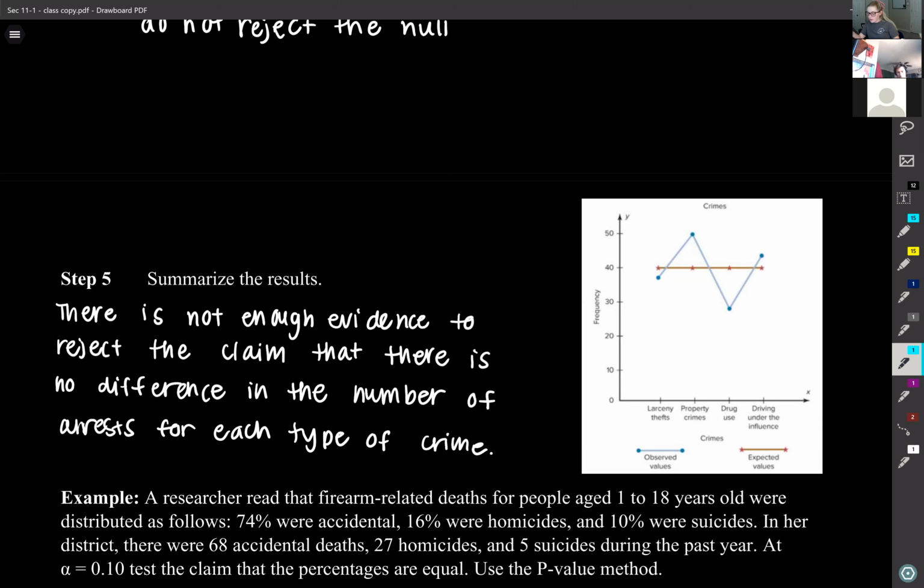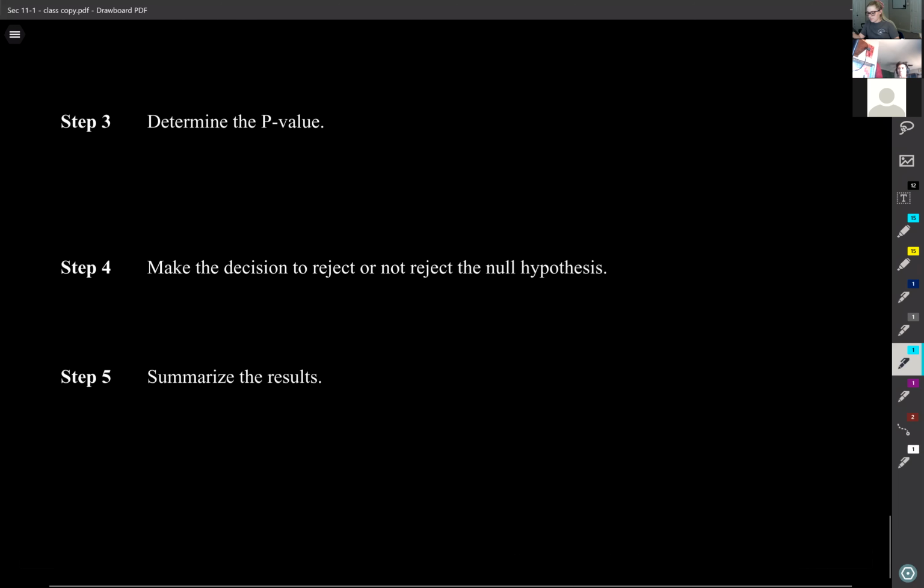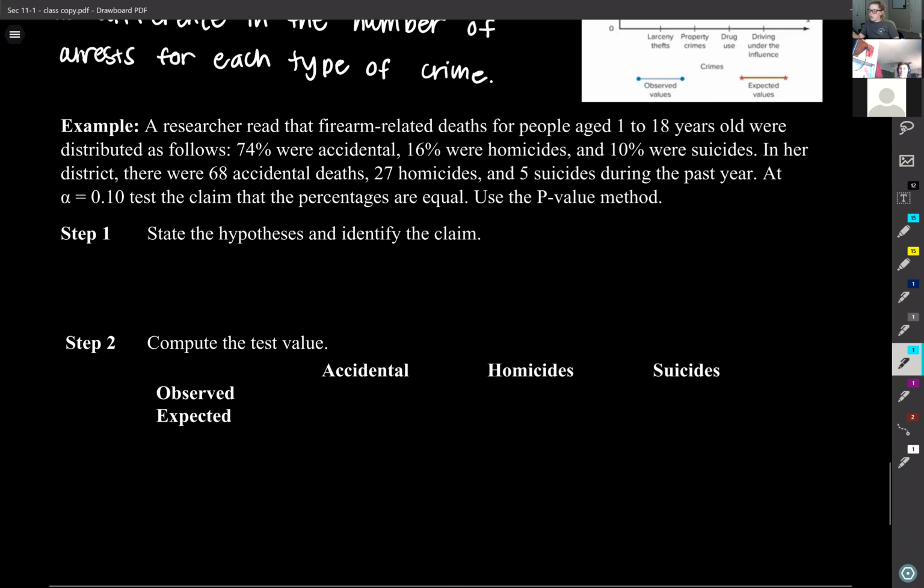This is also in the book, if that helps at all, but they're not super close. It's not terrible, but it's not great. And there are some charts in the book that show you pictures of a good fit and a bad fit. So it's not good, but it's not terrible. It's kind of in the middle. So we don't have enough evidence to reject the claim that there is no difference. So that's just a visual to go along with it.